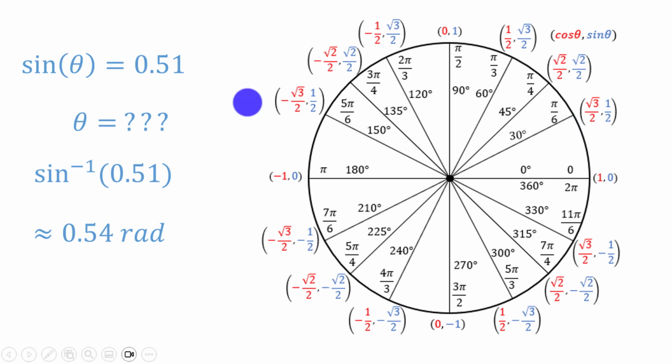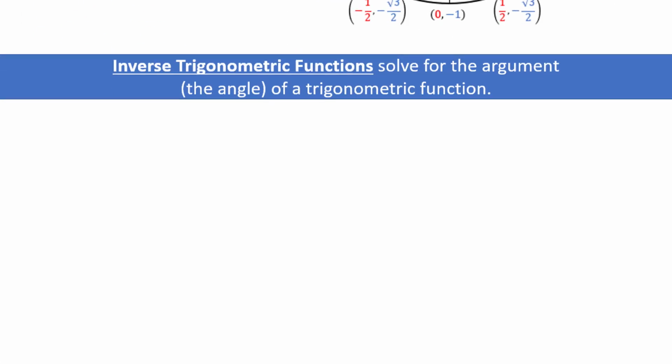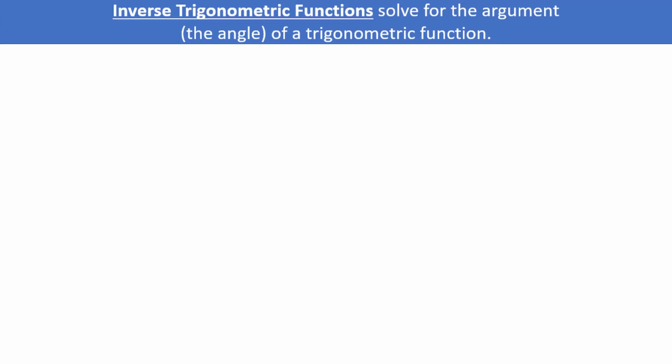Okay, so that's kind of the idea of what our inverse trig functions are doing for us. They're solving for the angle of a trigonometric function. Okay, so here we have a little statement, and it is that the inverse trigonometric functions solve for the argument, which I typically think of as the angle of a trigonometric function. So if you ever have an unknown angle that you're trying to solve for, the way to find that is going to be an inverse trig function.